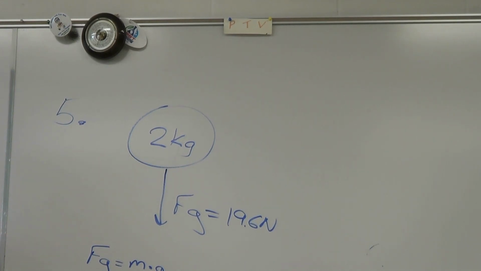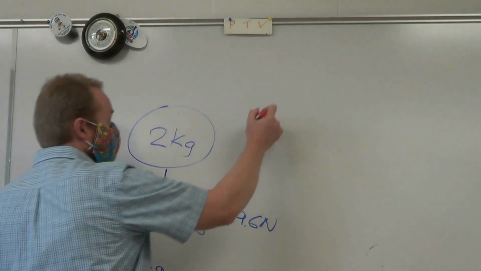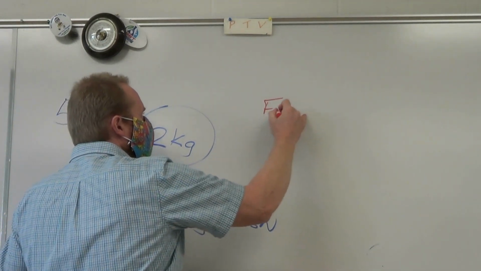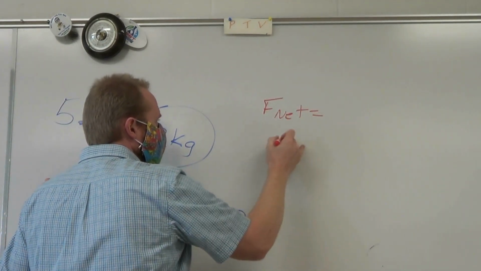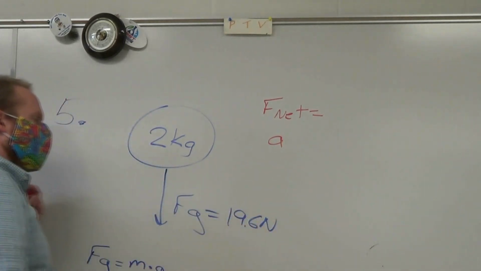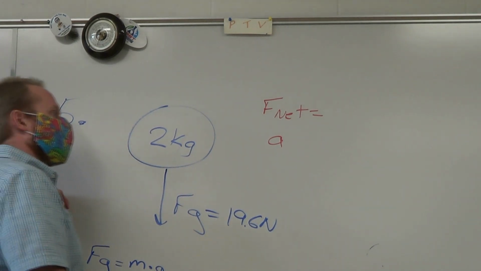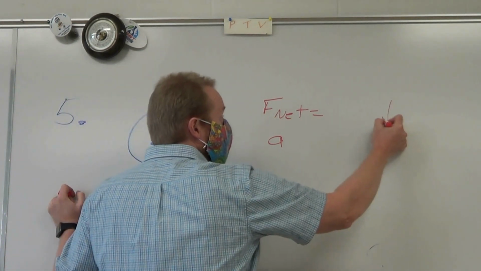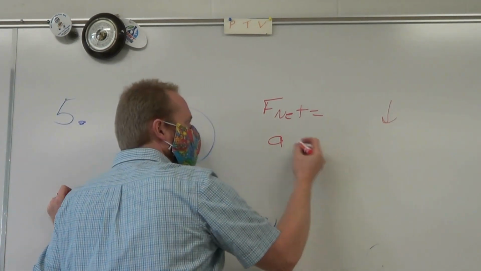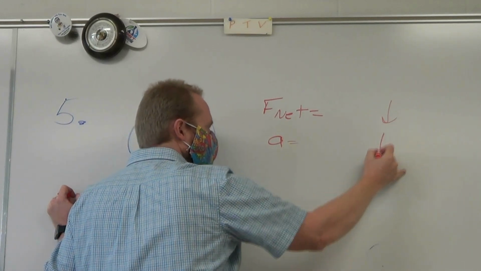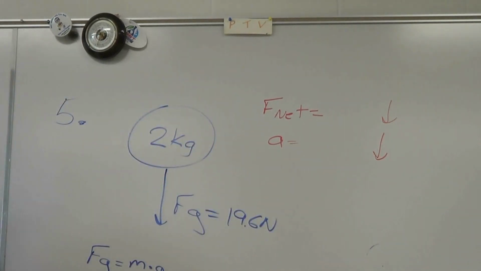Now, I do want to include net forces and acceleration. Quickly, at a glance, I should say, are my forces balanced or unbalanced? Unbalanced, so is my acceleration 0 or not 0? And F net is 0 or not 0? In which direction are my forces unbalanced? So they're going to be downwards, right? So if my net force is down, what's true about my acceleration? It's also going to be down.